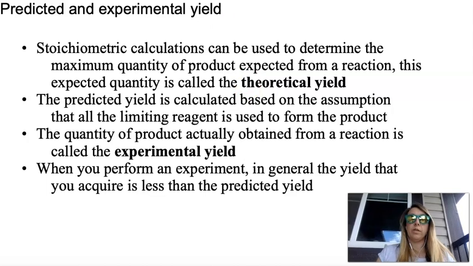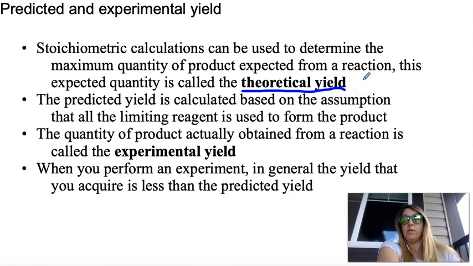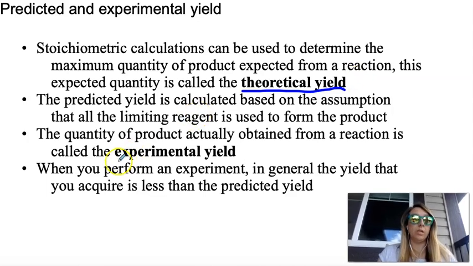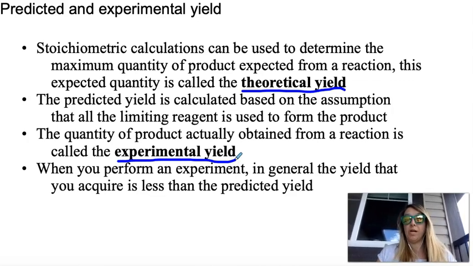Theoretical yield is how much I expect to make from my stoich calculation. When I do my stoich, I'm assuming I use all of my reactant and turn it into product. How much should I be able to make based off of that? Whereas experimental yield is when I actually do my experiment. How much product do I get?